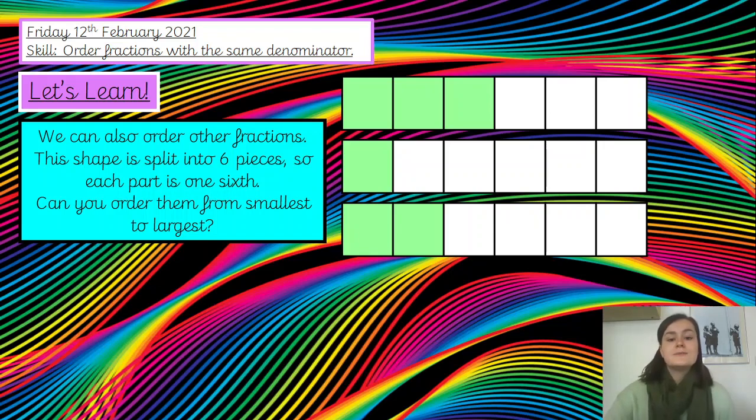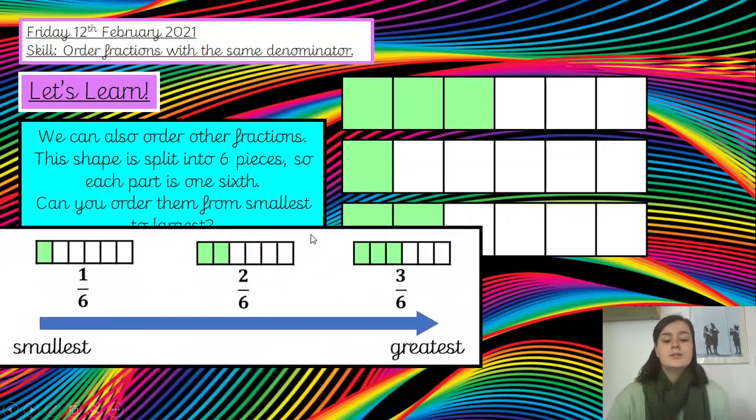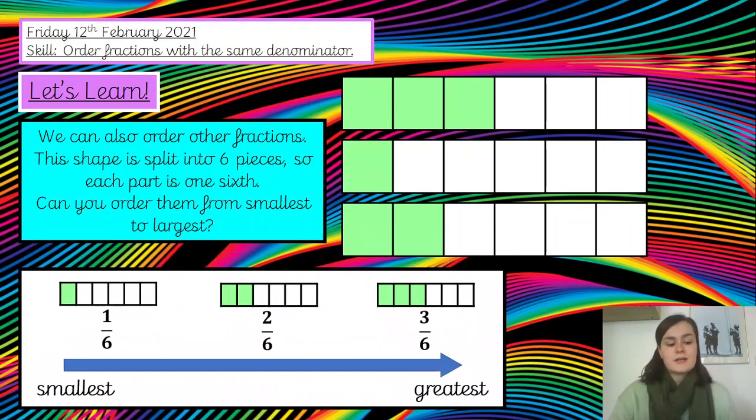Okay, so the smallest is going to be 1/6, isn't it? Because 1 is the smallest numerator we'd have. Then it would be 2/6, and the largest one would be 3/6, because we know that 1 is smaller than 2, and 2 is smaller than 3. So we're just looking at our numerators in these fractions. Well done if you said that or if you wrote that into your book.